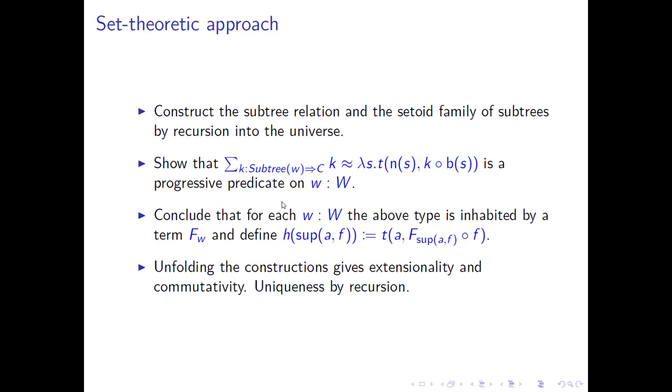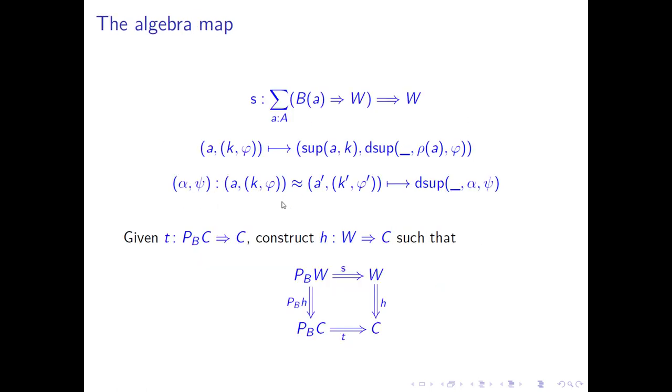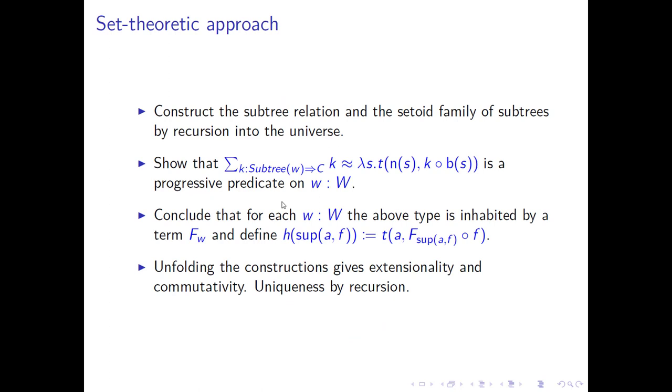So basically this equation is the commutativity of this diagram applied to the subtree of W. So it's like saying we want those k that make this diagram commute.